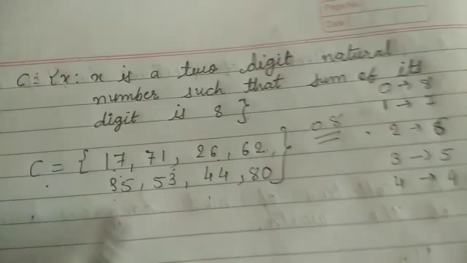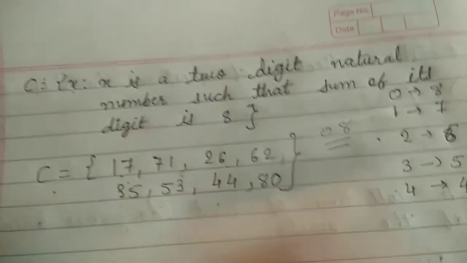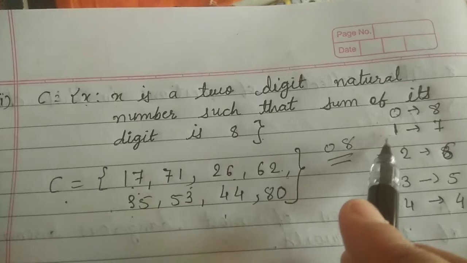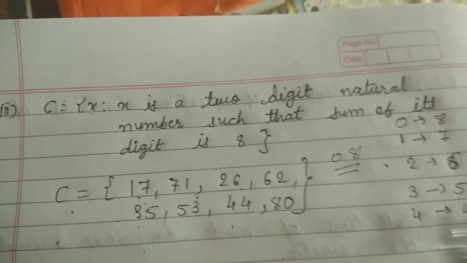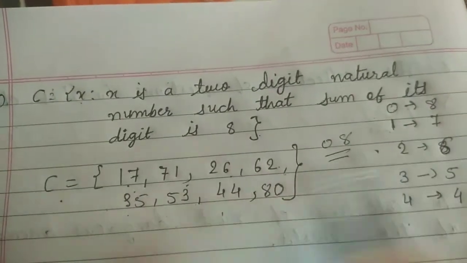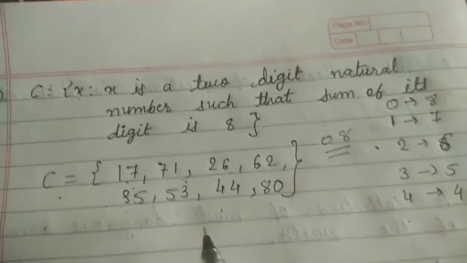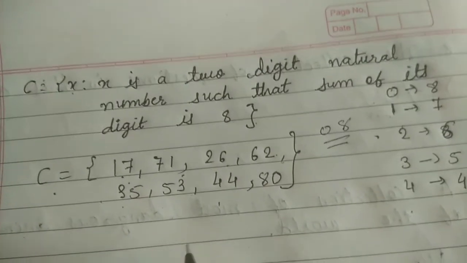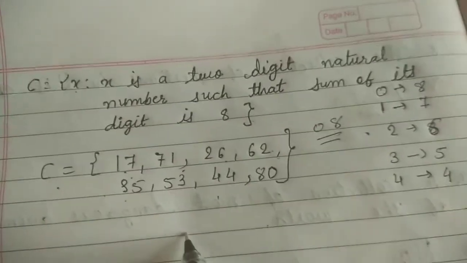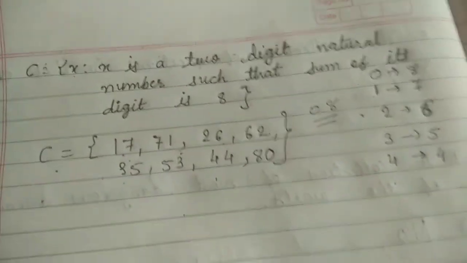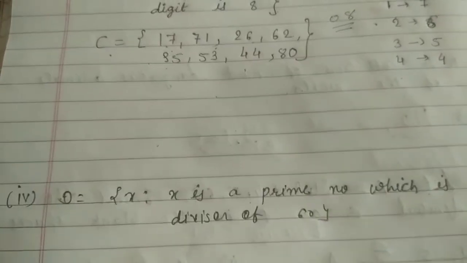Okay, now here the order can be anything. If one writes first 17, 26, 35 and 44, then 71, 62, and so on, then no issue with that. The order is immaterial in the roster form. So you can write down in any order. Let me see the next question.